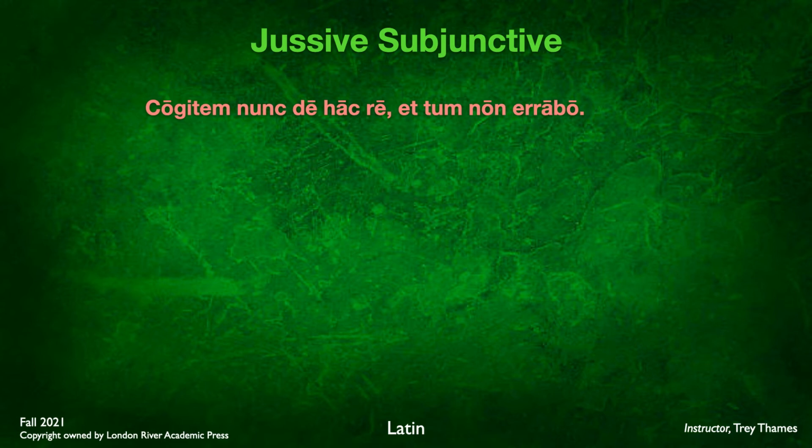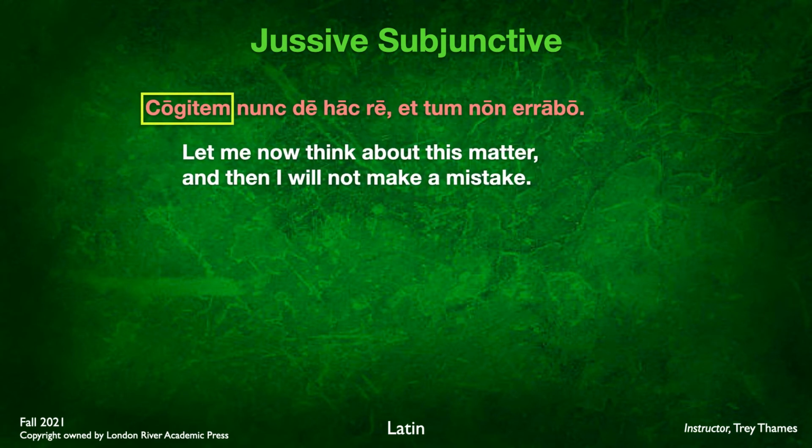So you've got cogitem, which essentially, since it's present tense, means I think. But we're going to translate it as let me think, not I think, because again, this is the main verb here, and it's going to be a subjunctive, so we're going to say let. Let me think nunc, now, de hac re, about this thing. Let me think about this thing. And et tum non errabo, and then I will not make a mistake, or I will not err. Let's take a look at our translation. There's cogitem, our subjunctive verb. Let me now think about this matter, and then I will not make a mistake.